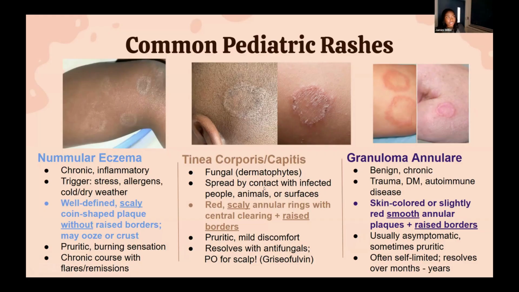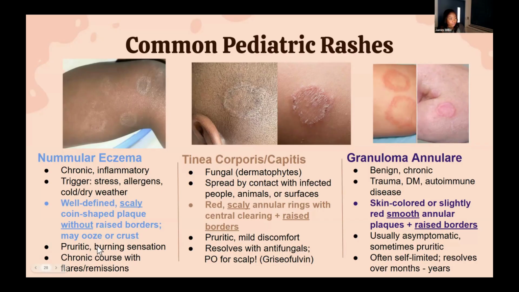Versus tinea, which I think of as like an onion ring, is very scaly annular rings with the raised borders, which you see here. Very scaly, as opposed to granuloma annulare, which also has the raised borders, but it's smooth. You shouldn't have any scaliness to it. So tinea has a combination of both, raised and scaly, but this one shouldn't be scaly, and this one shouldn't have raised borders.